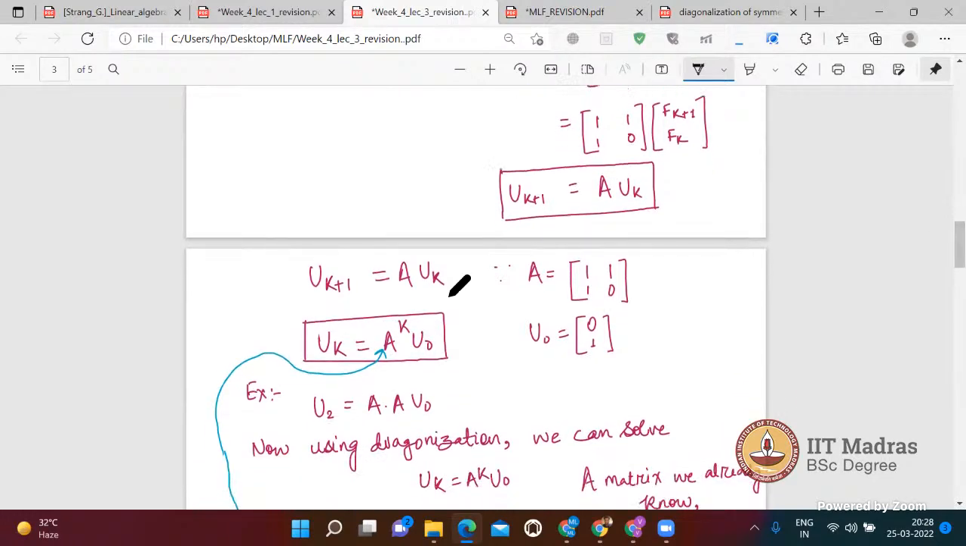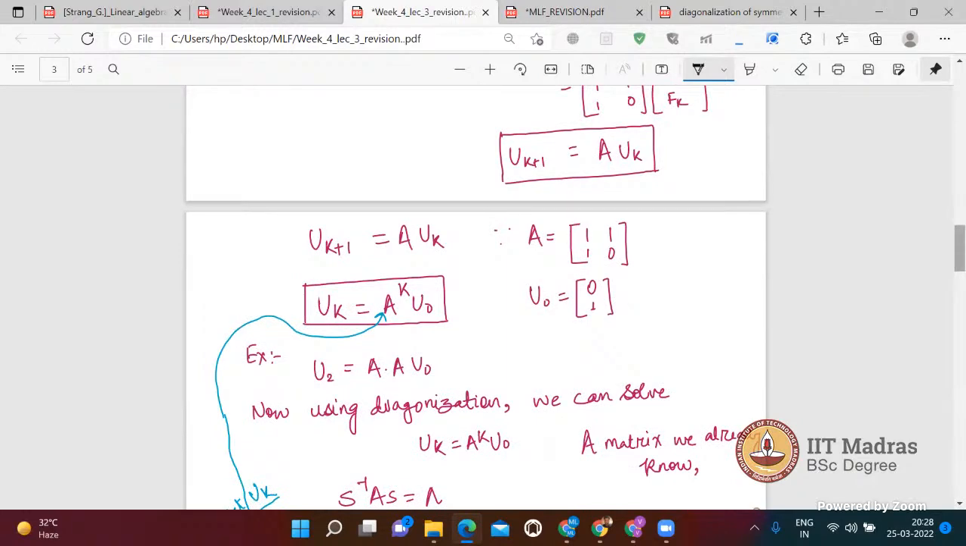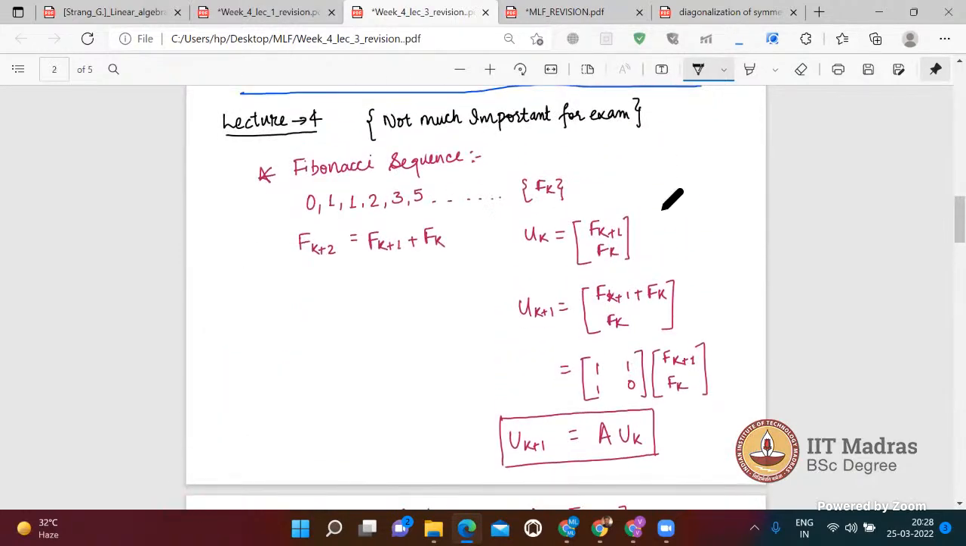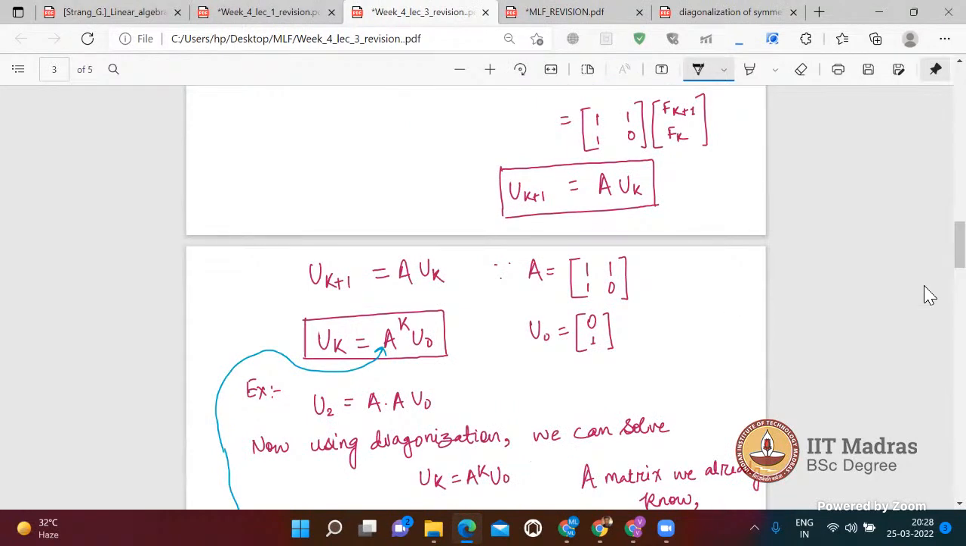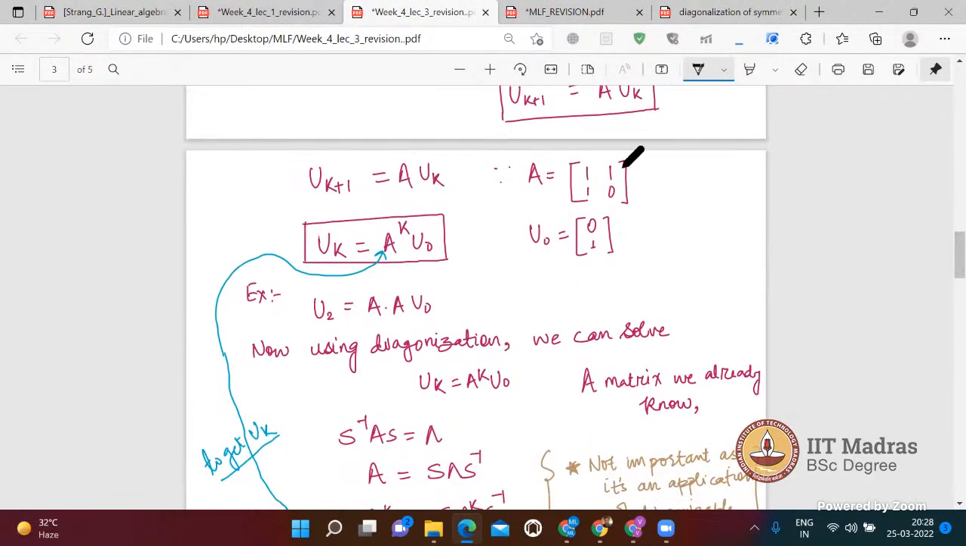Similarly, U naught you can get from the starting portion, U naught is 0 1. So what is A to the K? If you want to know how this came, you can do U 2 also: A into A into U naught becomes A square U naught, and this will be U 2. So how will you get the kth term? U K is F K plus 1 upon F K, a column vector, right? So what is A to the K?